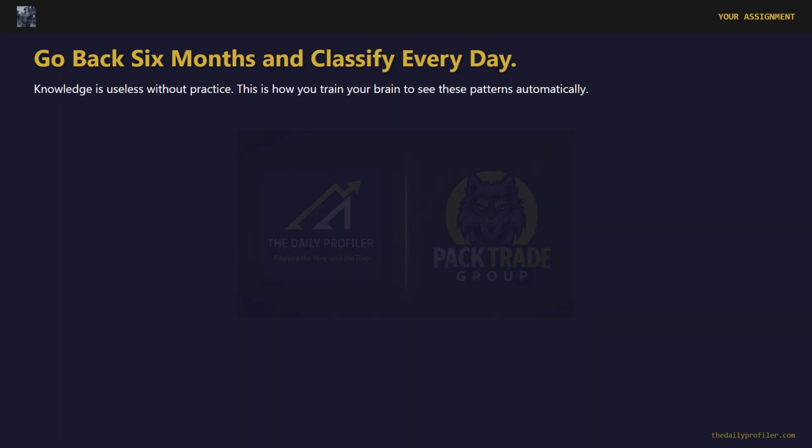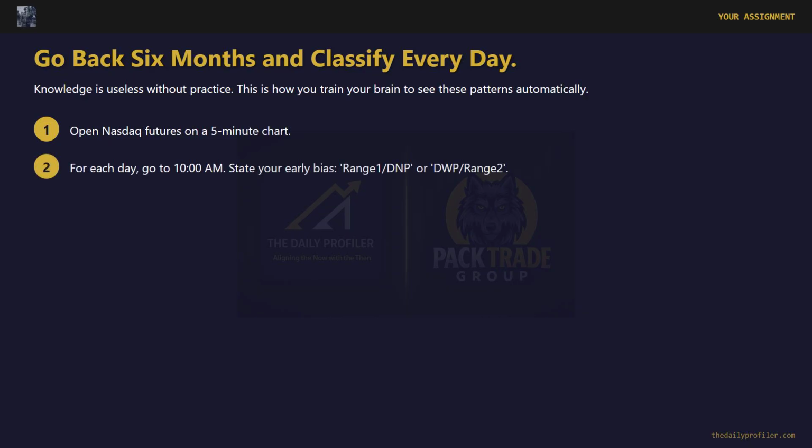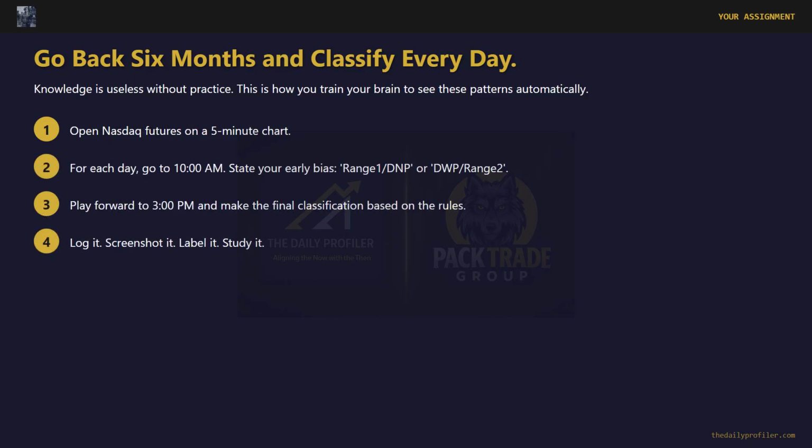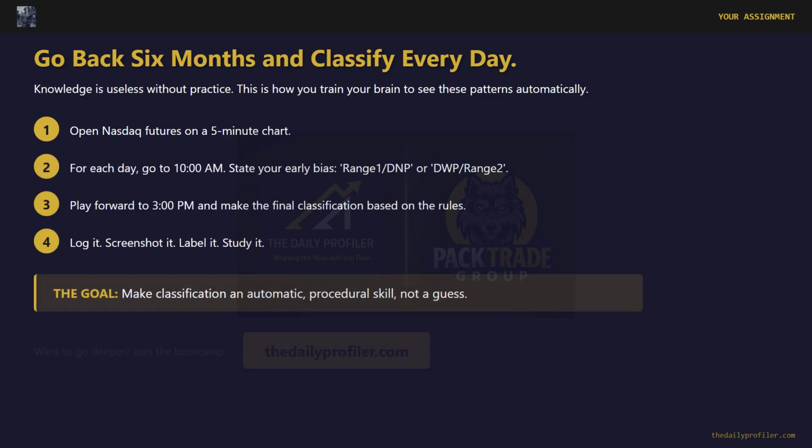Your assignment. This is where knowledge becomes skill. Go back 6 months and classify every single day. Knowledge is useless without practice. Reading about day types doesn't make you better. Actually classifying hundreds of days is how you train your brain to see these patterns automatically.